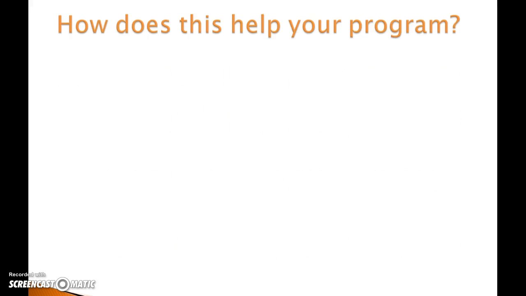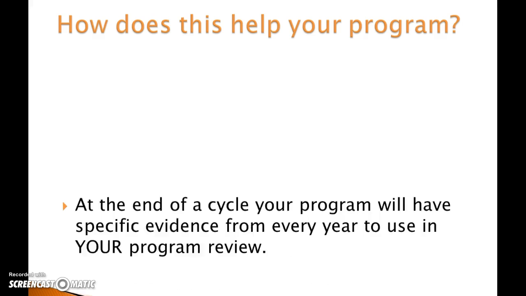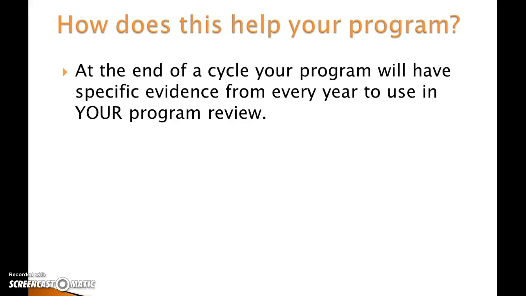So the most important question is, how does this actually help your program? At the end of a cycle, your program will have specific evidence from every year to use in your own program review. At the end of your program review cycle, you can actually take these reports, pull the information that you wrote, and you have specific evidence that has been measured and consistent throughout every single year. It will be a huge help when you sit down to write your program review. I'm hoping that this information helps you to understand how to fill out the forms and that it'll help you see the evolution and the growth within your program.